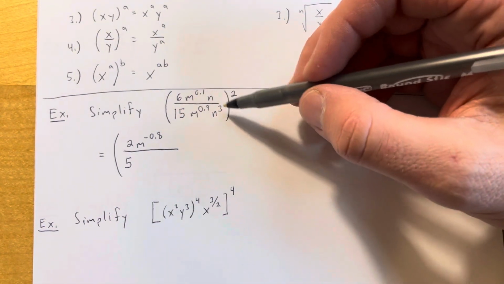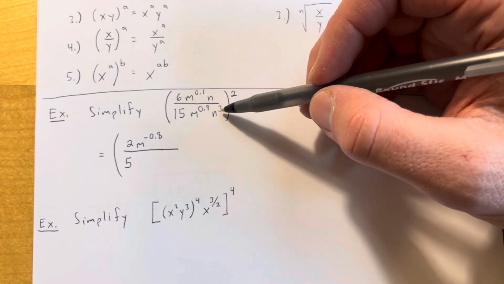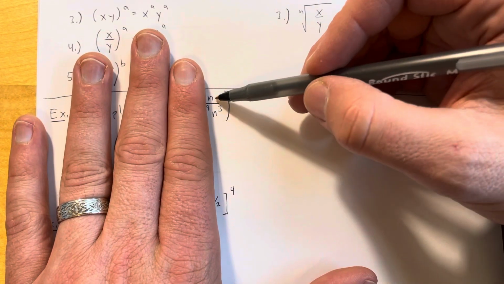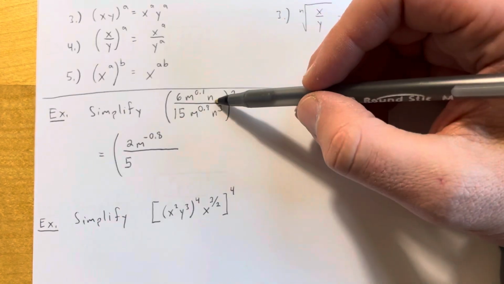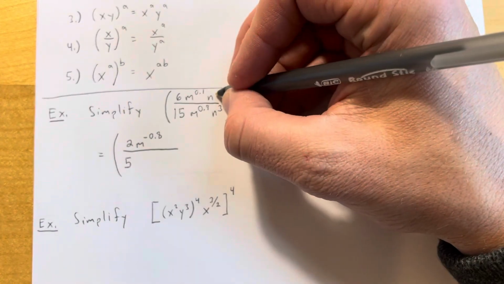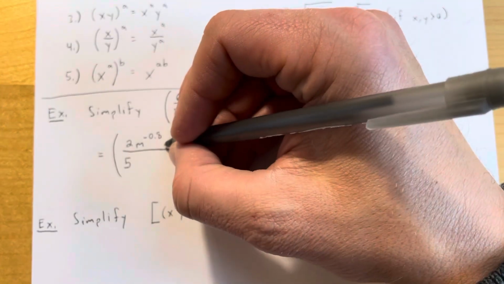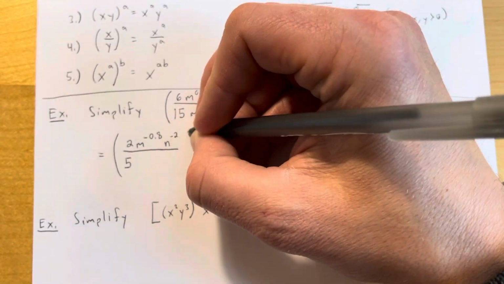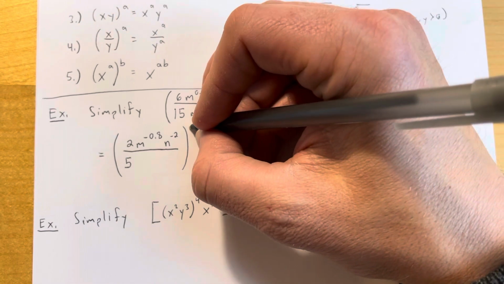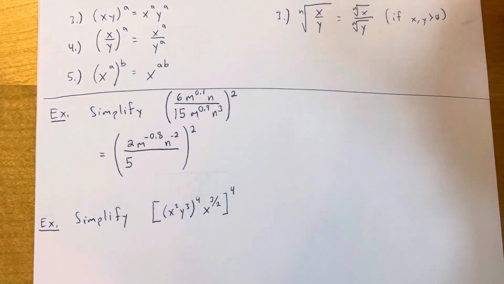Okay? Now if I do the subtraction here, n and n cubed, so just looking at the n's, when you see just an n there, you can think of it as n to the first power. So if I did 1 minus 3, that would be negative 2, n to the negative second power, and then all of that is raised to the second power.